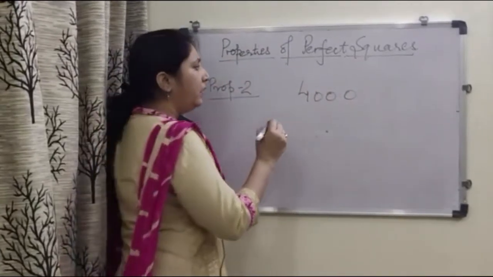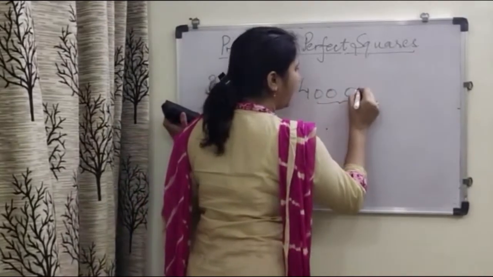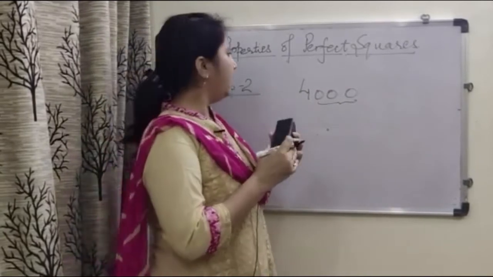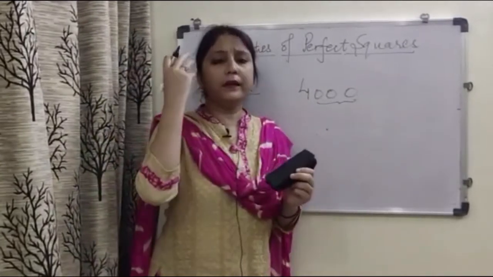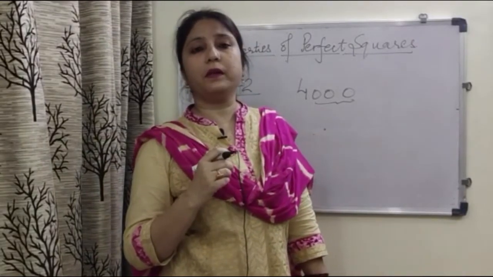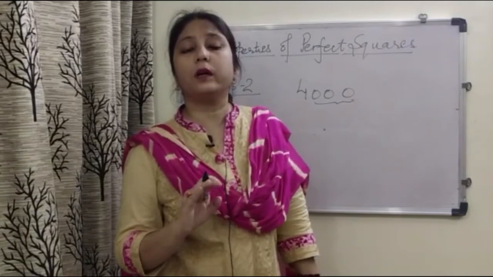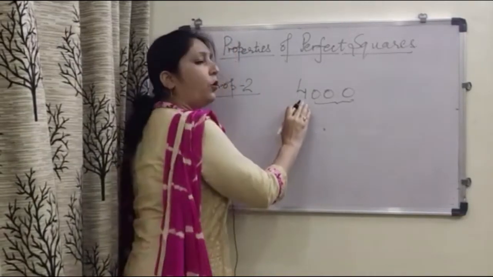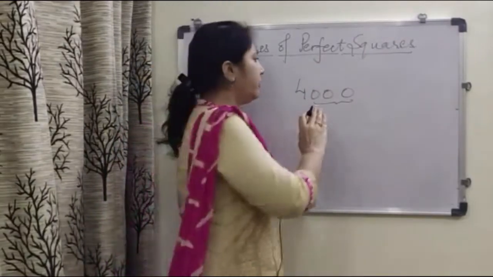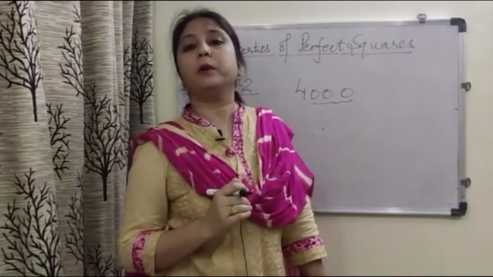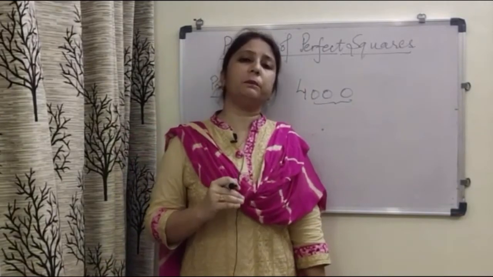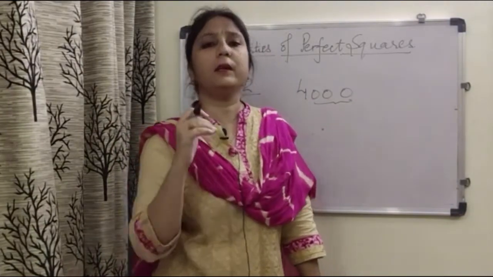4,000 has 3 zeros. How many zeros does it have? 3 zeros. But looking at the 4, it can strike your mind that it is a perfect square. No, it is not a perfect square. Though 4 is a perfect square, 4,000 is not, because it ends with an odd number of zeros. For a number to be considered a perfect square, it must have an even number of zeros.